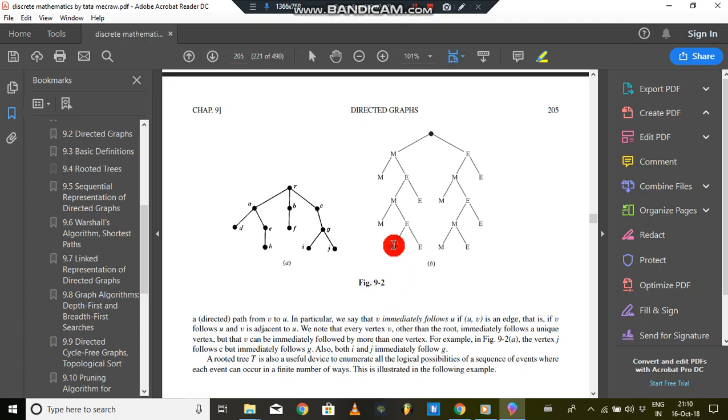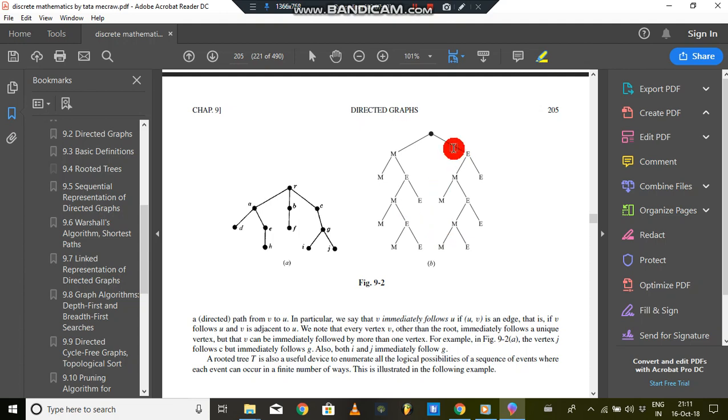Now this tree is also called a binary tree. Why a binary tree? Because of this one, part B. Why is this called a binary tree? Because each and every node has 0, 1 or 2 children, not more than 2. That is why this is called the binary tree.